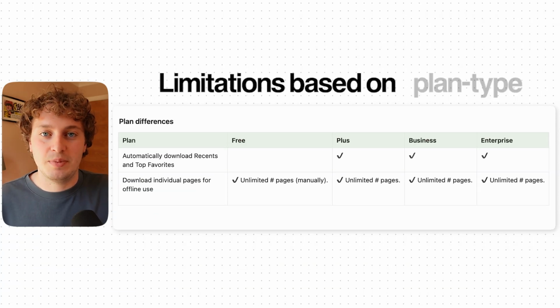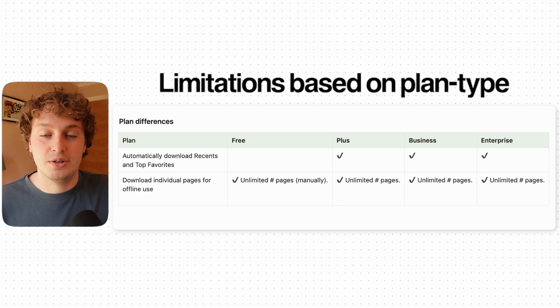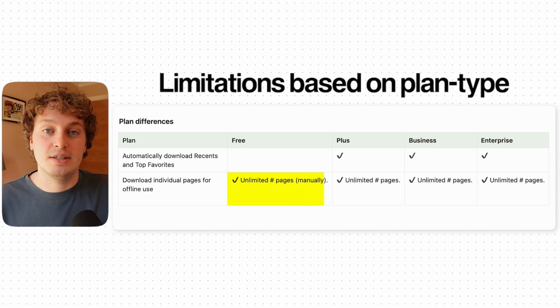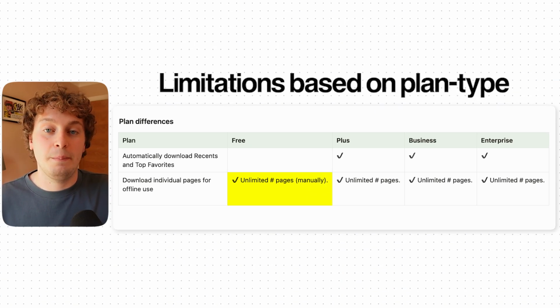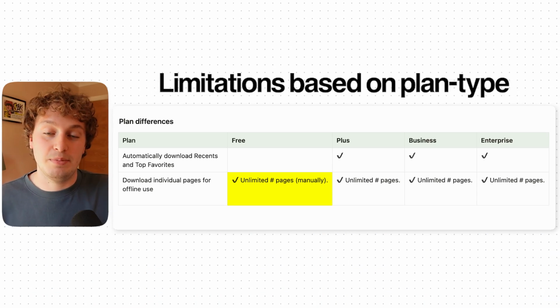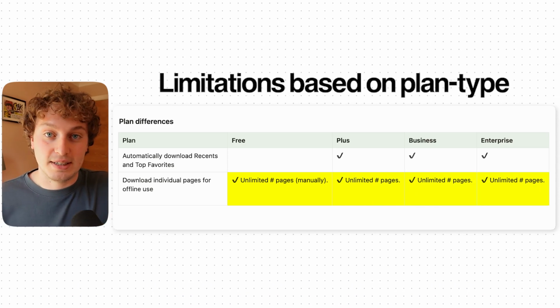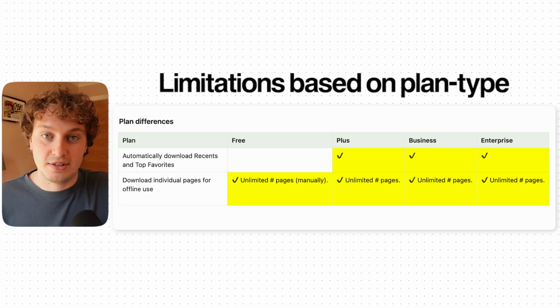And finally, as we spoke about, there are some limitations between the different plans inside of Notion. If you have a free account, you'll be able to download unlimited Notion pages for free using the toggle. But apart from that, you won't be able to do anything else. With all of the other paid plans, you'll be able to have unlimited downloaded pages, and then also you get access to the automatic downloads via the recents and the favorites.